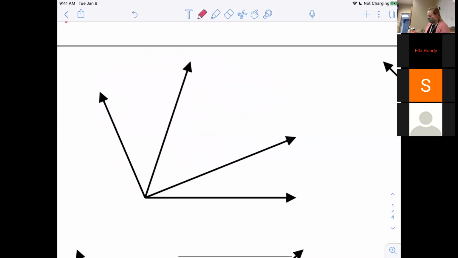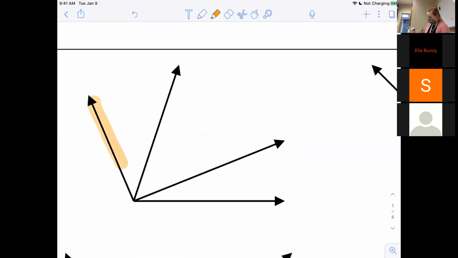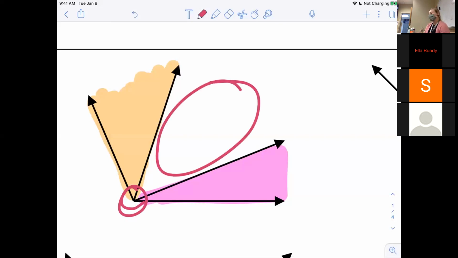Next one, I'm looking at these two angles. I'm looking at this orange angle right here, and I'm looking at this pink one right here. What's my problem here? They don't share a side. They do have a vertex, and they don't overlap, but I've got all of this space in between. They do not share a side. I'm going to write no shared side. Okay.